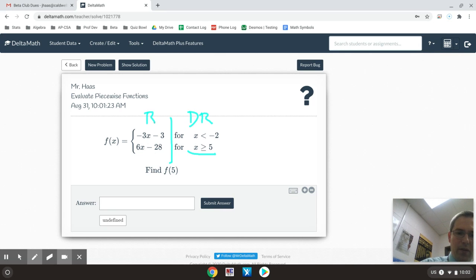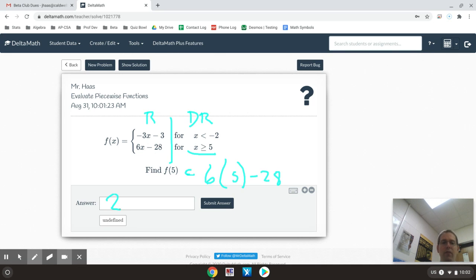So f of 5, I would come up with a 6, since that's in my bottom rule. And I would replace the x with a 5. So 6 times 5 minus 28. Then I would just simplify that. 6 times 5 is 30 minus 28. My answer on that should be a 2.